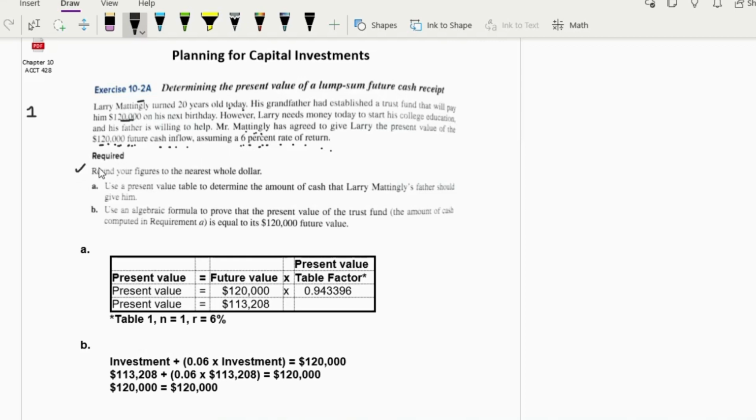They say round your figures to the nearest whole dollars, meaning we don't need decimal points, we need to round it off. Use the present value table. So when they are asking us to use the table, we will be taking the help of the table to determine the amount of cash that Larry Mattingly's father should give him. What he is willing to give is the present value of 120,000. Now we all know that the present value is equal to the future value multiplied by the present value interest factor, and the rate of interest is 6%.